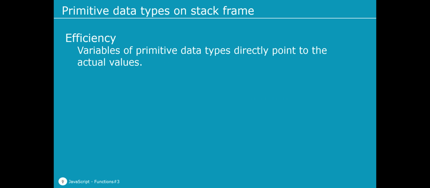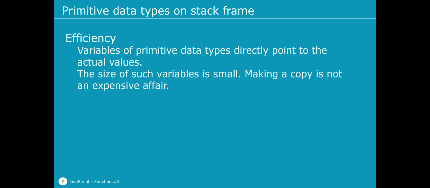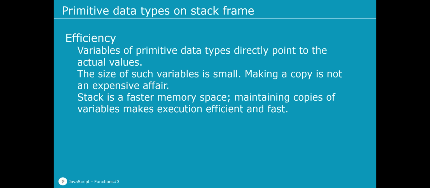Another reason is that the variables of the primitive data types point to the actual values. Now these variables have small and fixed size, and copying them on a stack frame is a very straightforward process. Since stack memory is faster as compared to the heap memory, this makes the code execution faster.